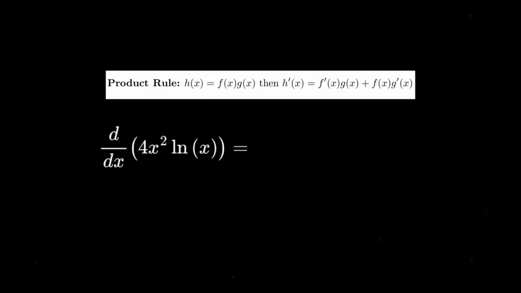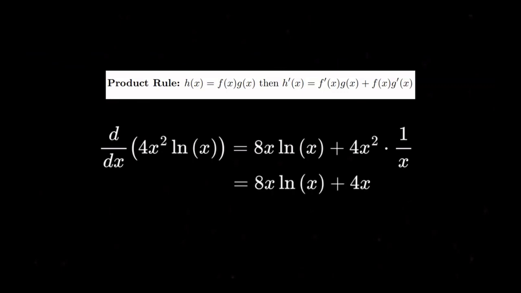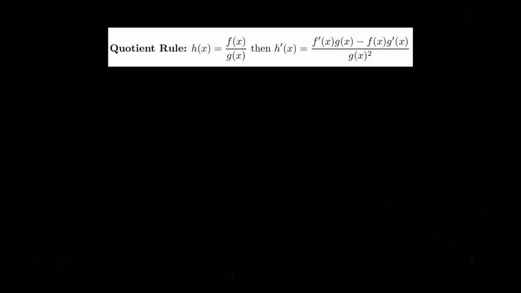So for example, we have 4x squared times the natural log of x. If we want to find its derivative, we will first take the derivative of 4x squared, which is 8x, and then we will multiply that by the natural log of x, and then we will be able to add 4x squared times the derivative of the natural log of x, which is 1 divided by x. And then if we want to simplify that, we can reduce, resulting in 8x times the natural log of x plus 4x.